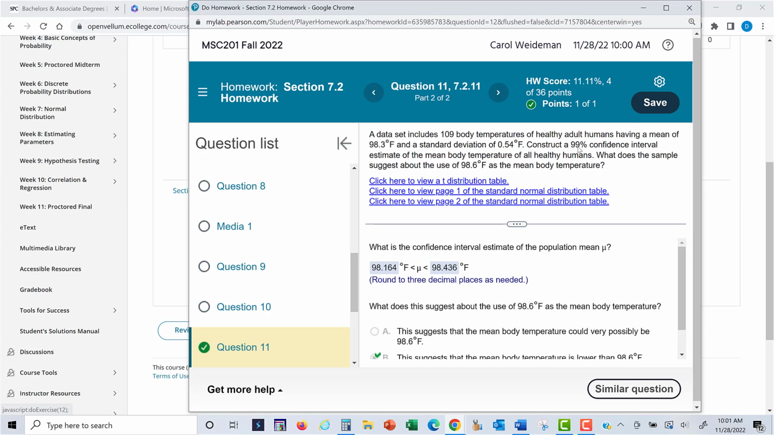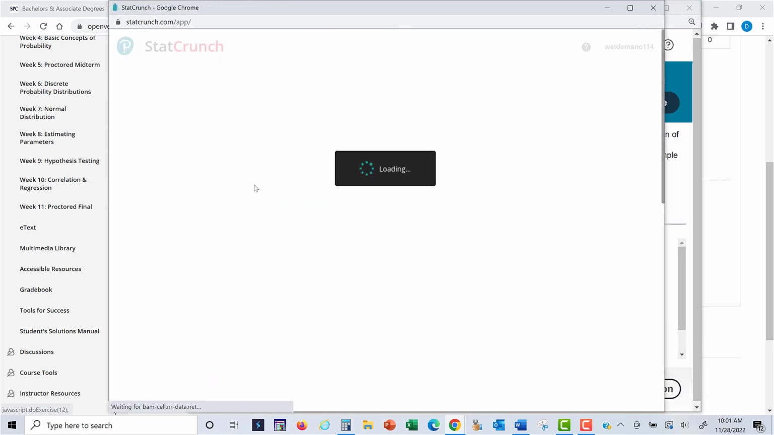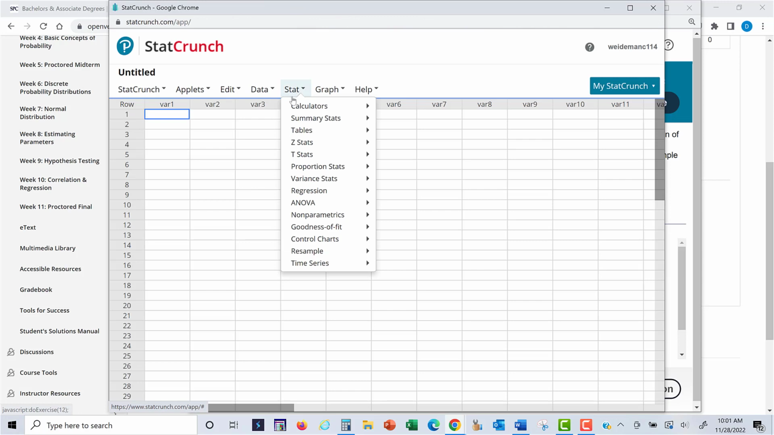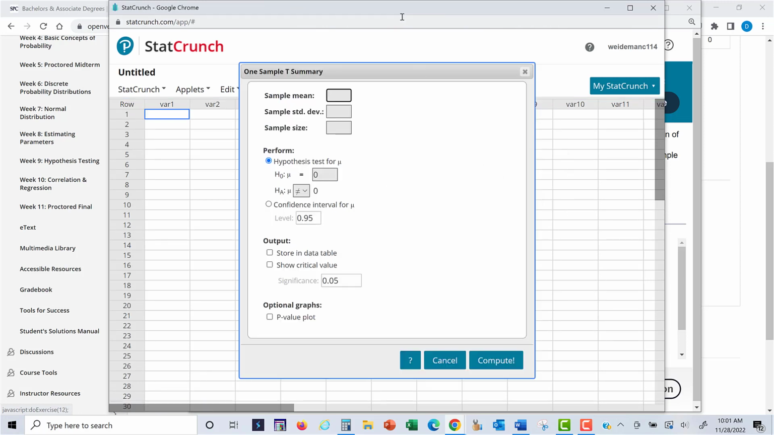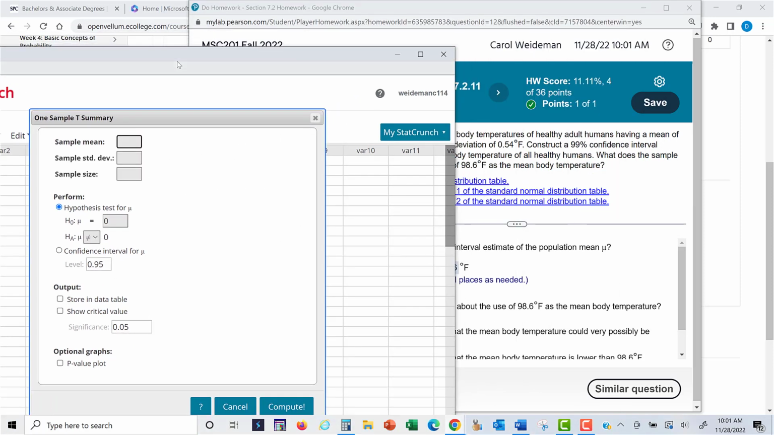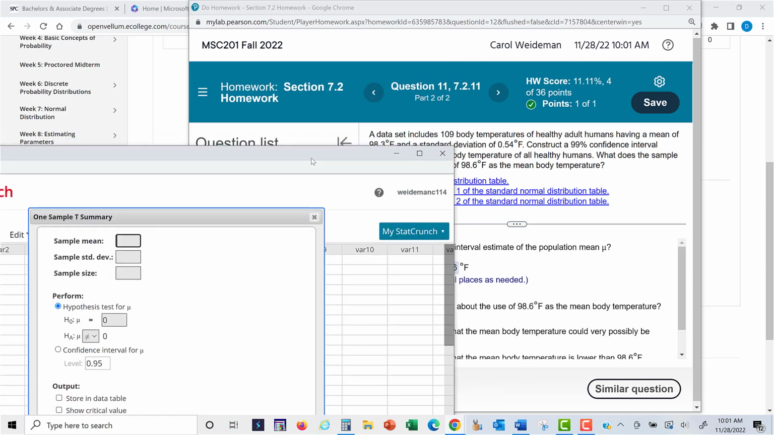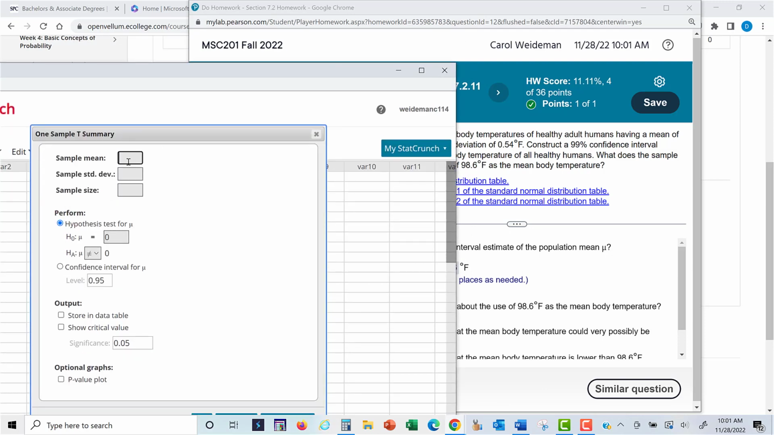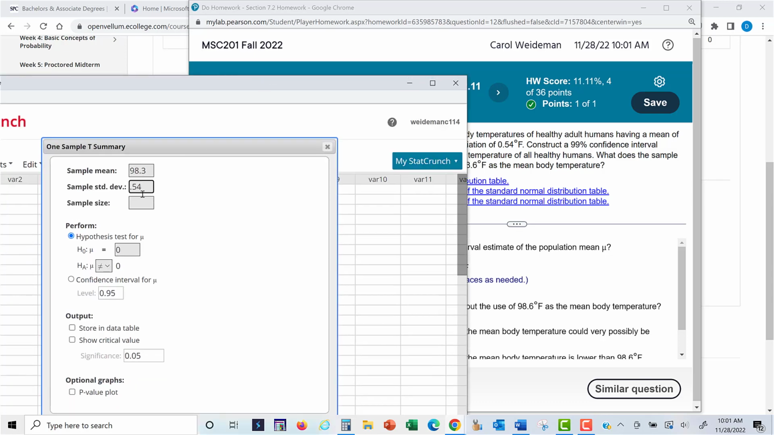So we've got body temperatures of healthy adults. And again, I'm going to go over here to StatCrunch. This time, the tool I'm going to use is T-Stats. So I'm going to go Stat, T-Stats, one sample. I have summary data, just like I had for the proportions, but I don't have successes this time. I have the sample mean, which was given to us as 98.3, so I'm going to enter that here. The sample standard deviation was given to me as 0.54, and the sample size is 109.